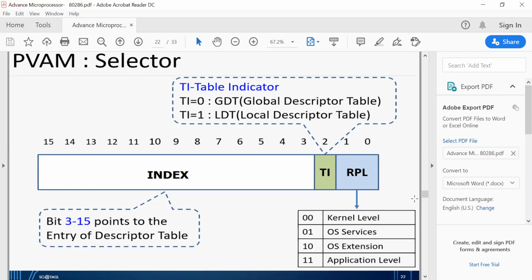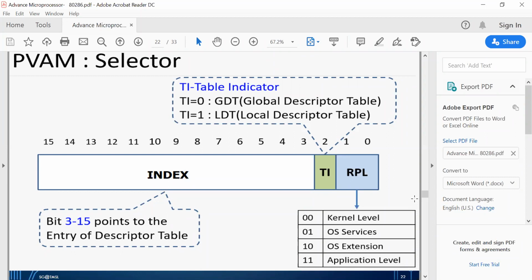Exception 13 will be generated if any attempt is made to refer to a descriptor outside any of the descriptor tables. So exception 13 is one type of interrupt. If anything wants to search for a descriptor that is not included in the table, it is outside of that table, then an internal interrupt is automatically generated, which is called exception 13.